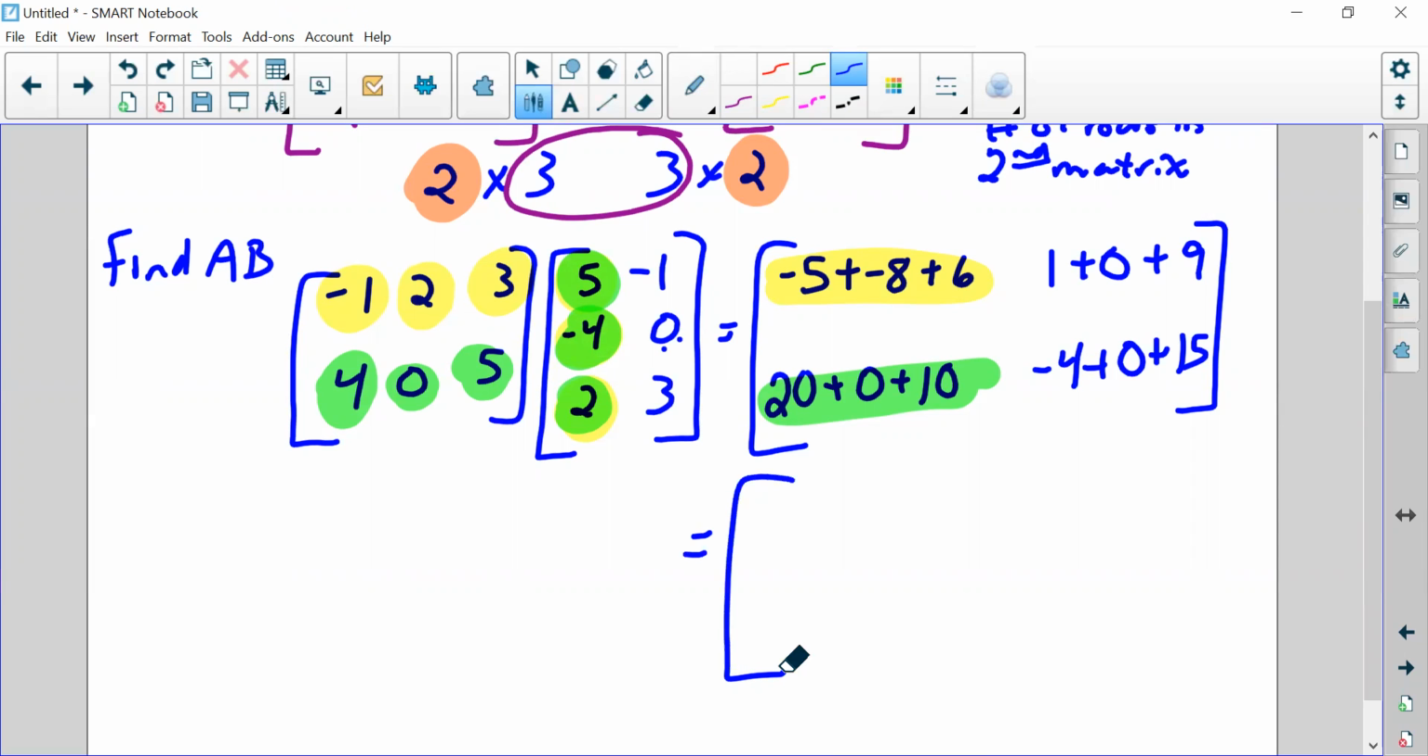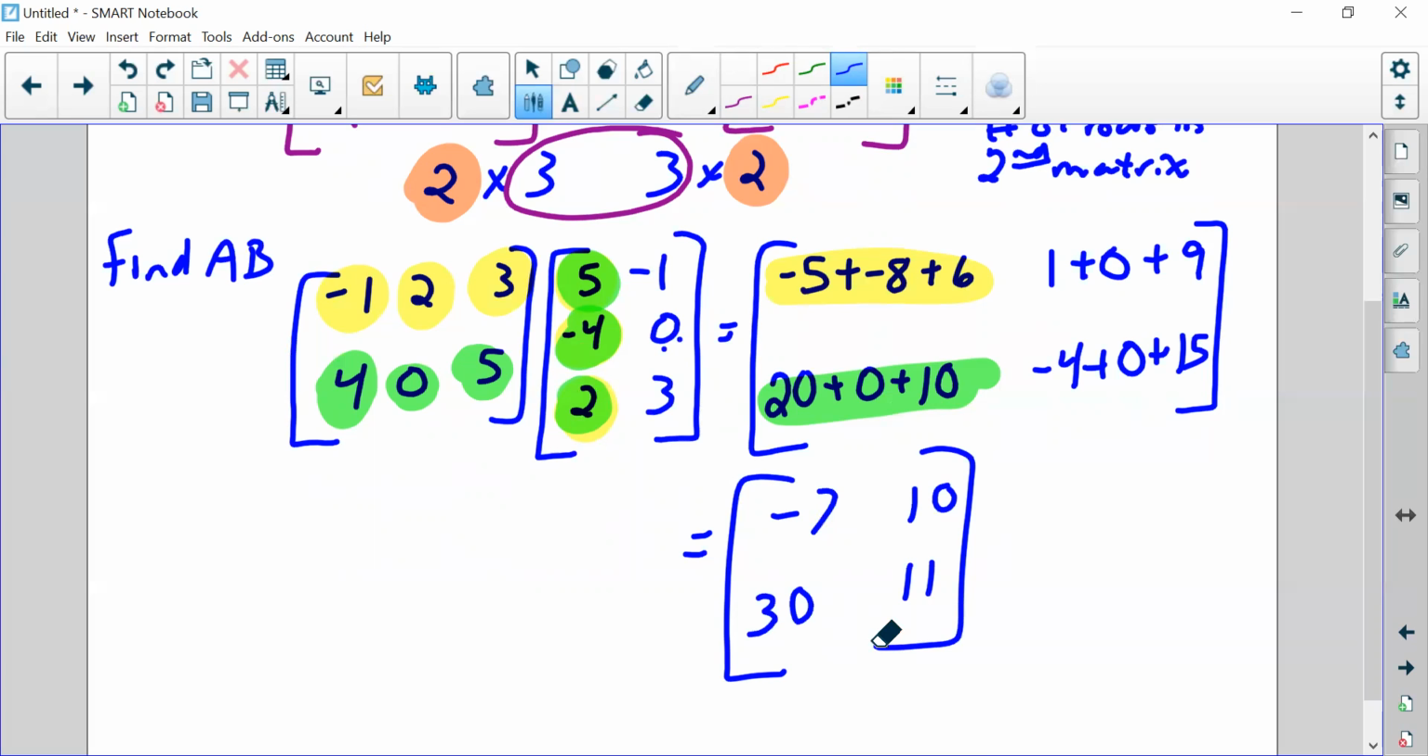I just combine each of these elements. So my first row, first column, what is negative 5 minus 8 plus 6? And then my second row, second column. First row, second column, 10. Second row, first column, 30. And the last entry, 11. That is A times B.